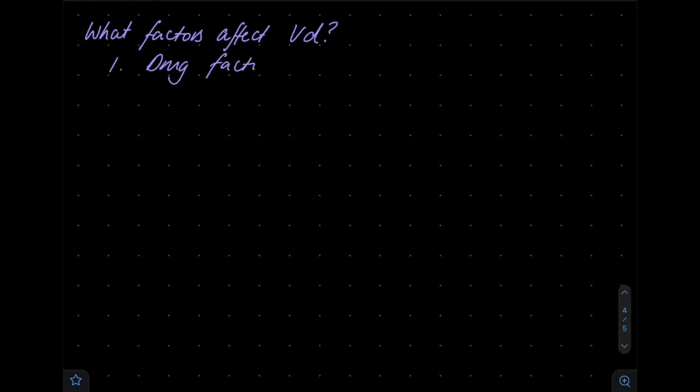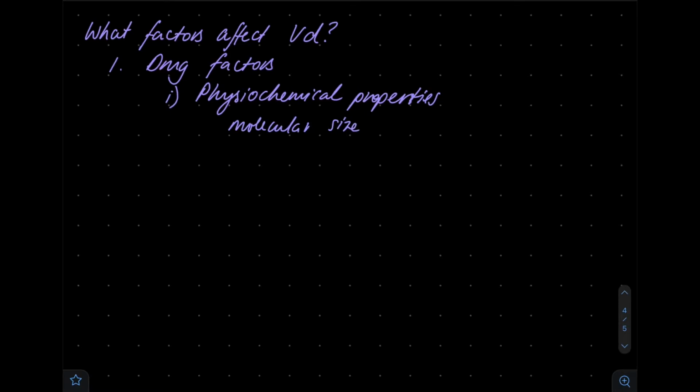For drug factors, this can be further divided into physiochemical properties and protein binding. For physiochemical properties, molecular size will affect the volume of distribution such that smaller molecules can more easily cross cell membranes and distribute throughout the body, thereby having a higher volume of distribution.